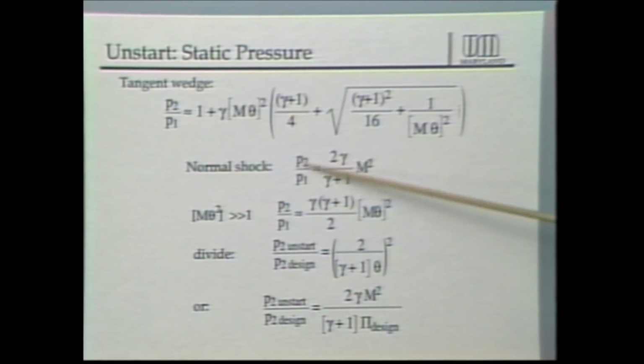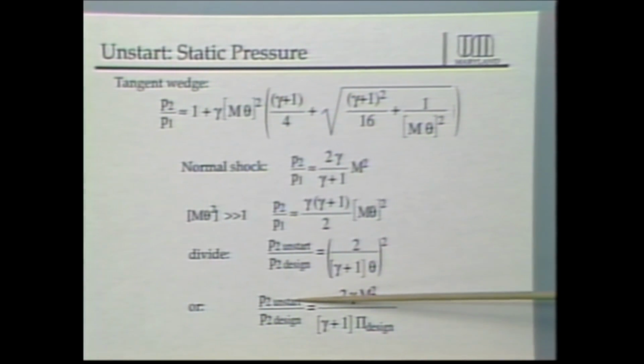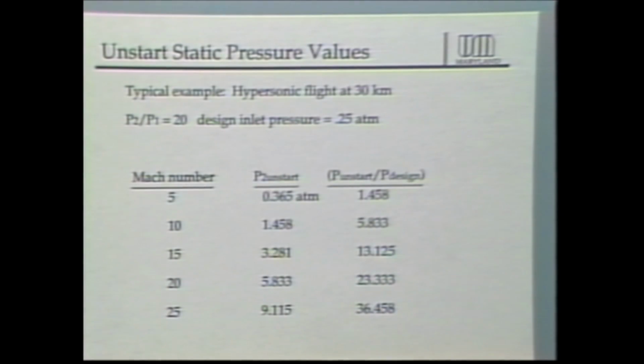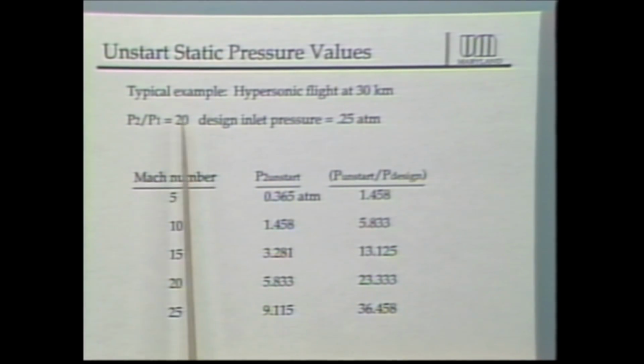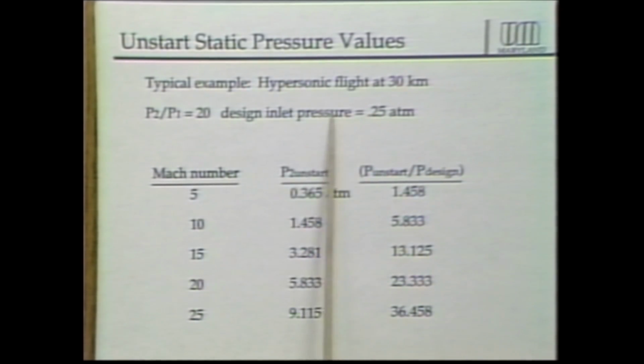Let's compare that to the pressure ratio across a normal shock. We can solve for the original design value, the tangent wedge oblique shock value, by some specified design pressure ratio. And then compare the pressure with an unstart to the pressure that we expected in the original design value. The next view graph shows you a table of some of those numbers. As a typical example, for hypersonic flight at 30 kilometers, the pressure ratio is 20 across the shock system. That gives a design inlet pressure of about 1/4 of an atmosphere, which would be fine for hypersonic combustion.